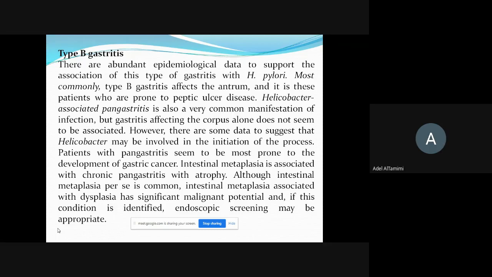In these patients who are prone to peptic ulceration, Helicobacter associated pangastritis is also a very common manifestation of this infection. But gastritis affecting the corpus only, يعني بس الcorpus بس البادي does not seem to be associated. ليش؟ لأن البرايمري انفكشن عادة يكون وين؟ بالانترم، وإذا يريد يمتد البادي، بس البادي واحدة بدون انترم very rare. زين. There are some data suggesting that Helicobacter pylori is involved in the initiation of this process. Patients with pangastritis seem to be most prone to the development of gastric cancer.